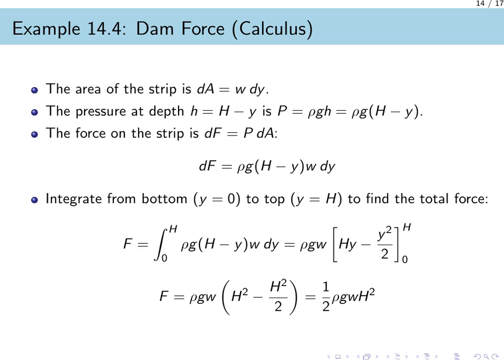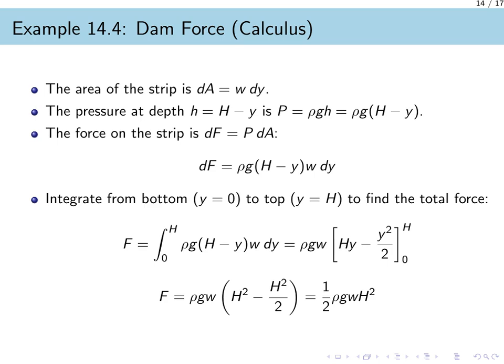The terms rho, g, and w are all constants, so they can be moved outside the integral. We are left with integrating the quantity h minus y. The integral of h with respect to y is h times y, and the integral of y is y squared over 2. Now, we evaluate this result at the limits.